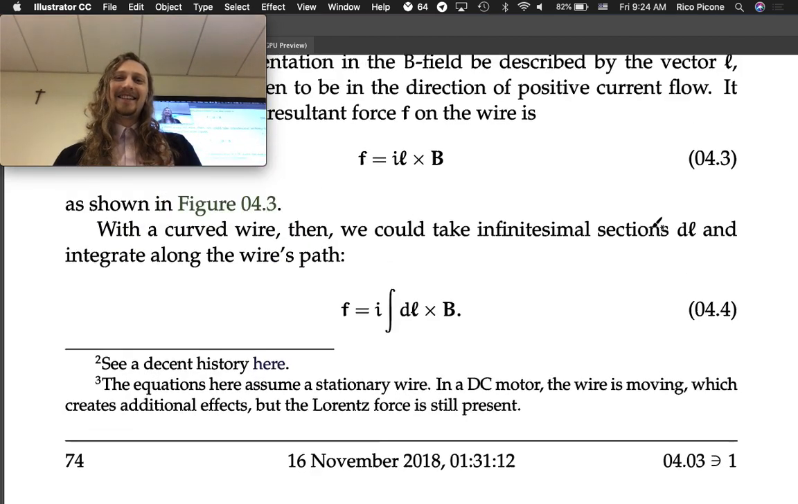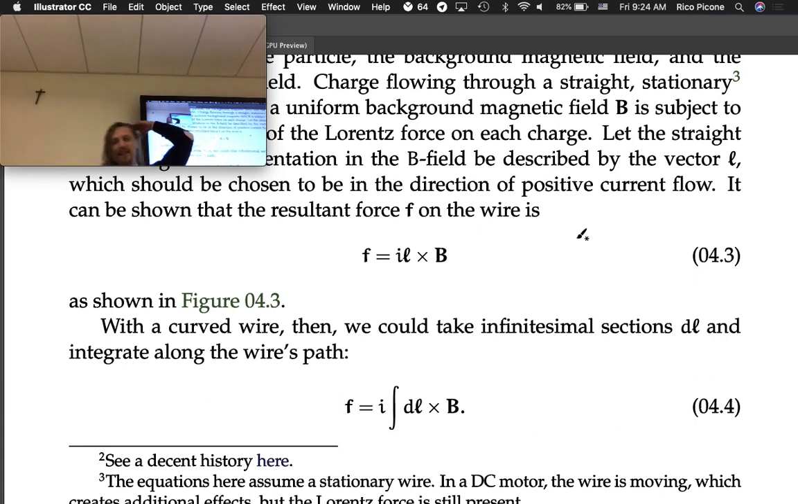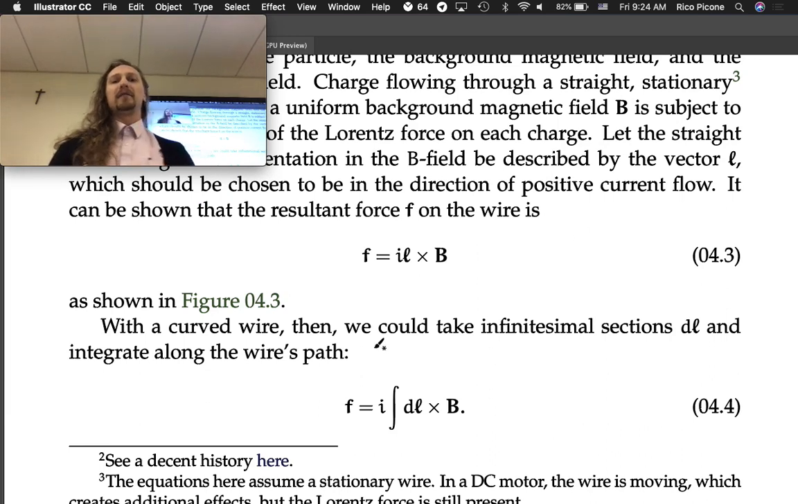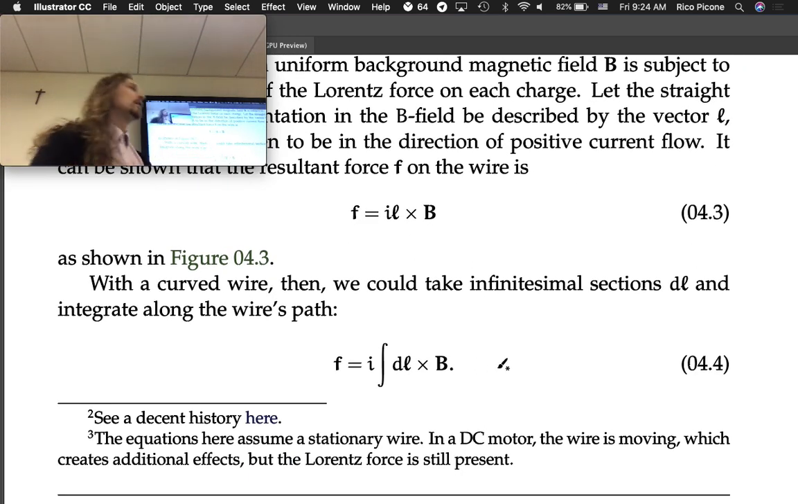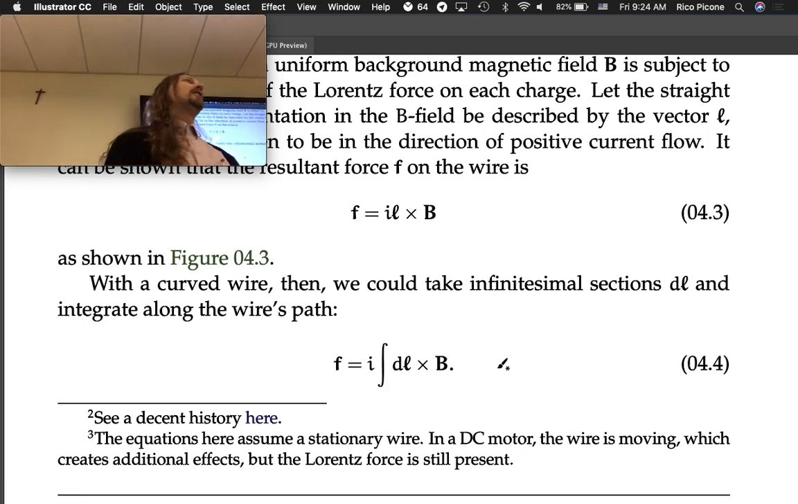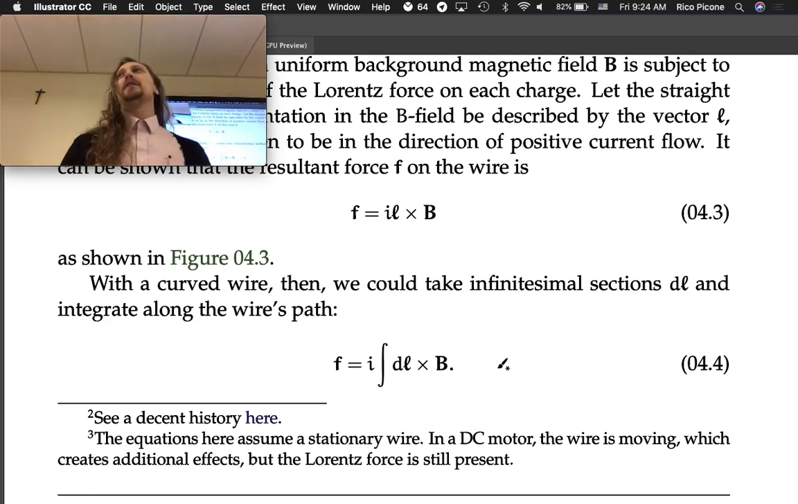So let's pick up the thread again. With a curved wire, then, we could take infinitesimal sections, dl, and integrate along the wire's path, as shown here. So they don't have to be straight wires. Also, I'll mention that these equations assume that the wire is stationary in the field. Our wires are going to start moving, which does add another effect, but the Lorentz force is still present. It's just there's another effect in play as well. We can effectively ignore it for the purposes of our analysis here. But it is good to remember that, when the wire starts moving, this equation is not perfectly true.